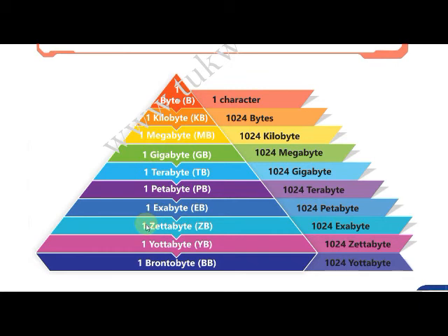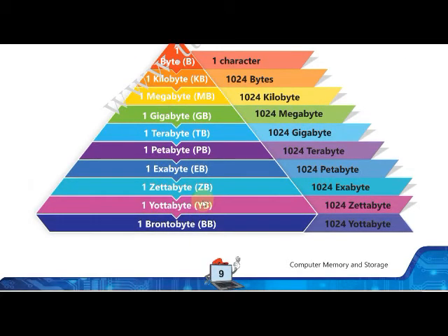Then 1 zettabyte. 1 zettabyte is equal to how many exabytes? It is equal to 1024 exabytes. Means 1024 exabytes make 1 zettabyte. Then the next one, that is 1 yottabyte. 1 yottabyte is equal to how many zettabytes? 1 yottabyte, 1 YB, is equal to 1024 zettabytes. Means 1024 zettabytes make 1 yottabyte.